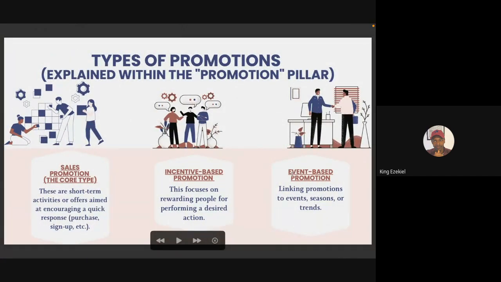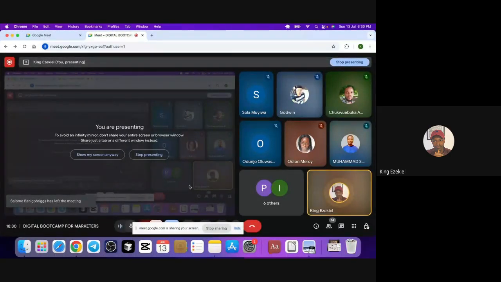So let's talk about event-based promotion. Linking promotions to events, seasons, and trends. Let me even talk about incentive-based again. Where I did my advanced diploma, let me tell you what they did. They broke down the school fees into like 4 different parts, but I think I can remember only 3. If you are paying monthly for 2 years, it's supposed to be 24 months, but there's a Christmas break and a break at the beginning of the year, so it comes to about 20 months.